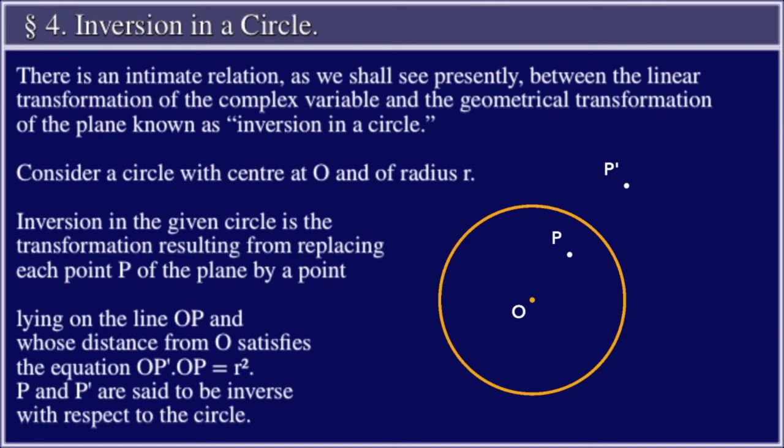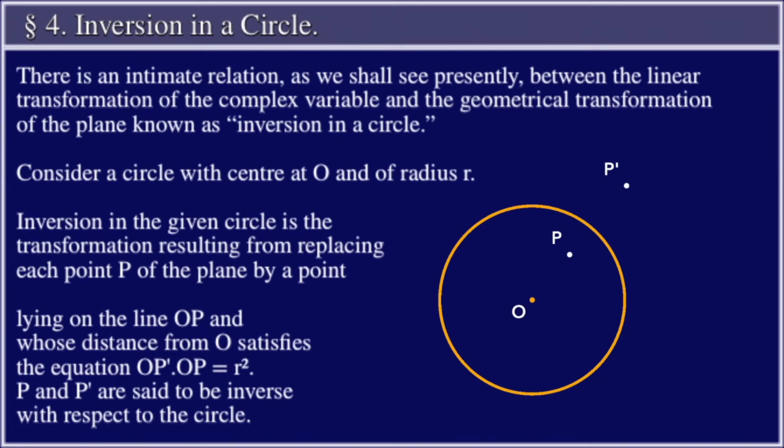There is an intimate relation, as we shall see presently, between the linear transformation of the complex variable and the geometrical transformation of the plane, known as inversion in a circle. Consider a circle with center at O and of radius r.